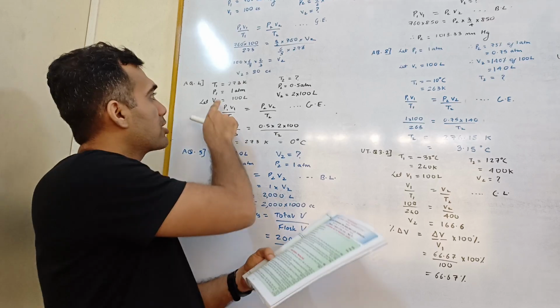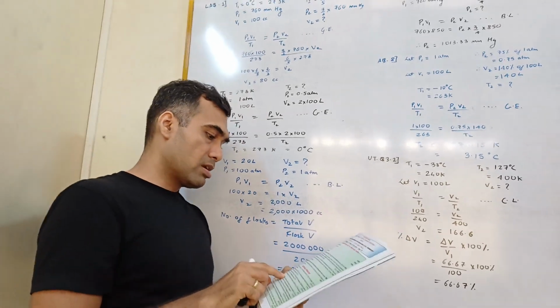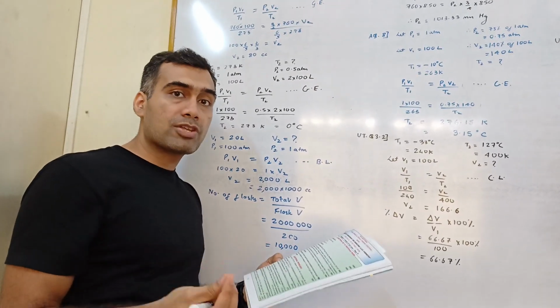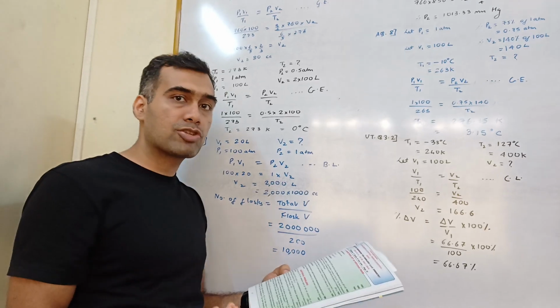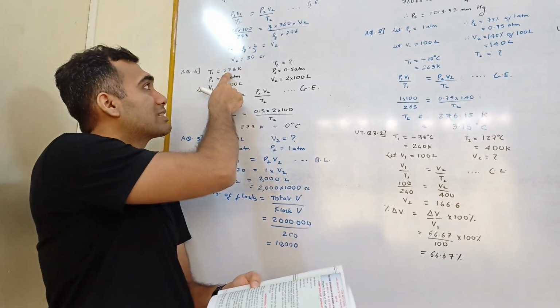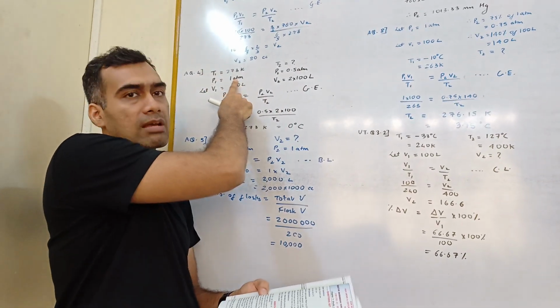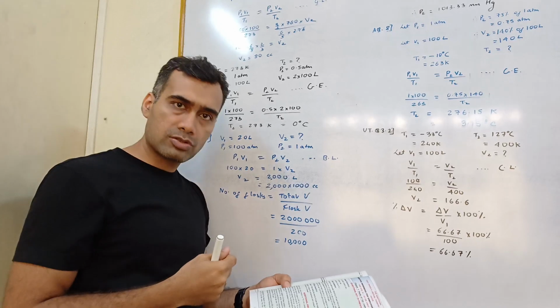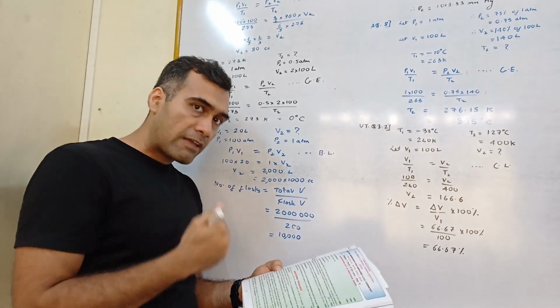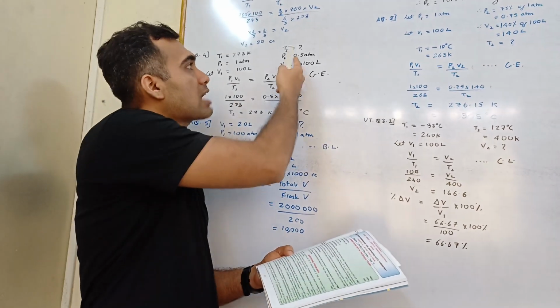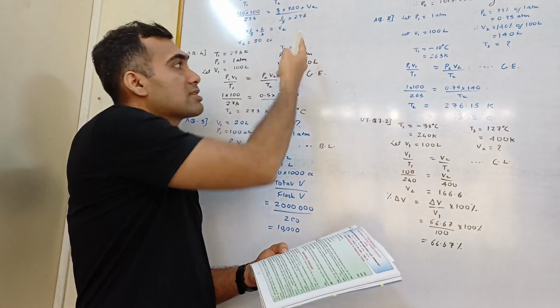So I'm going to assume the pressure to be 1 atm, which is the standard temperature and pressure. They have mentioned standard temperature and pressure. Standard temperature is always 273 and standard pressure is always 1 atm. I could have used 760 mm Hg also. It is decreased by 50%. That means the new pressure is half atm and the new temperature is asked.